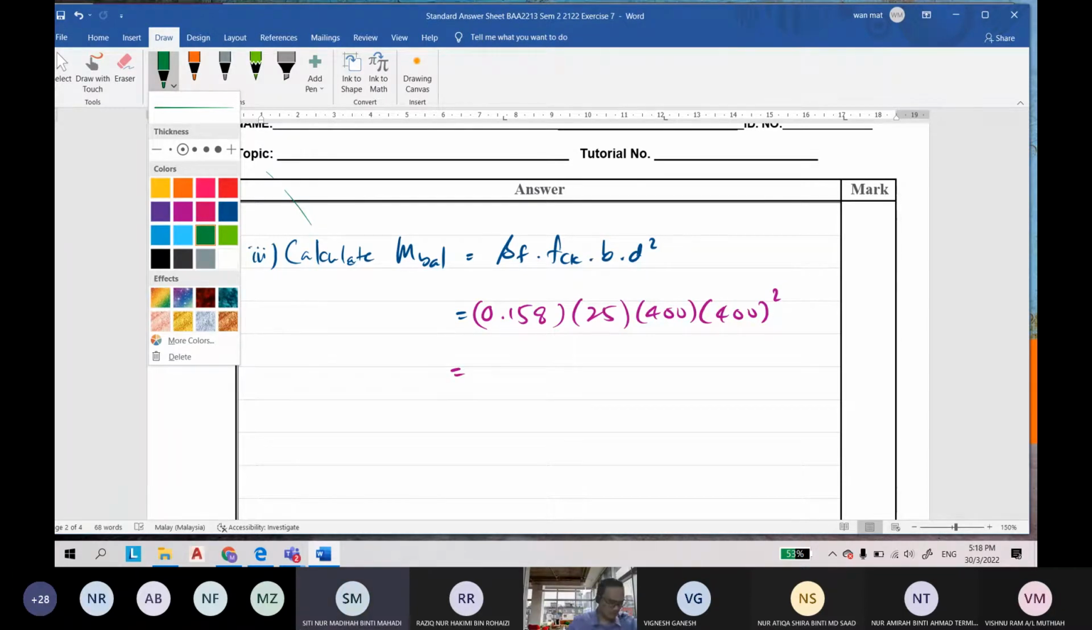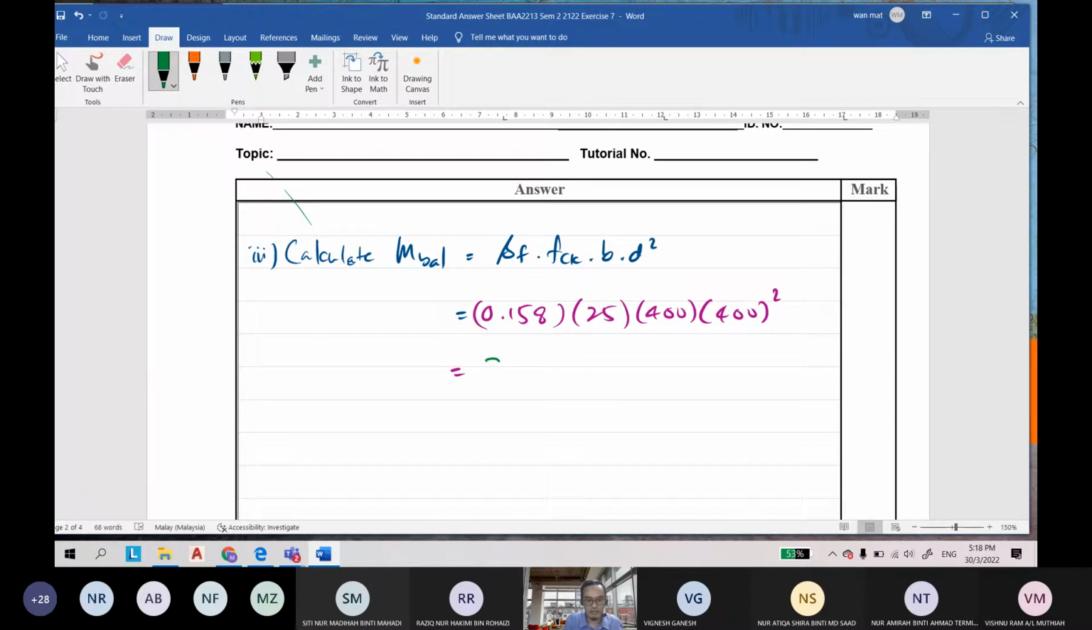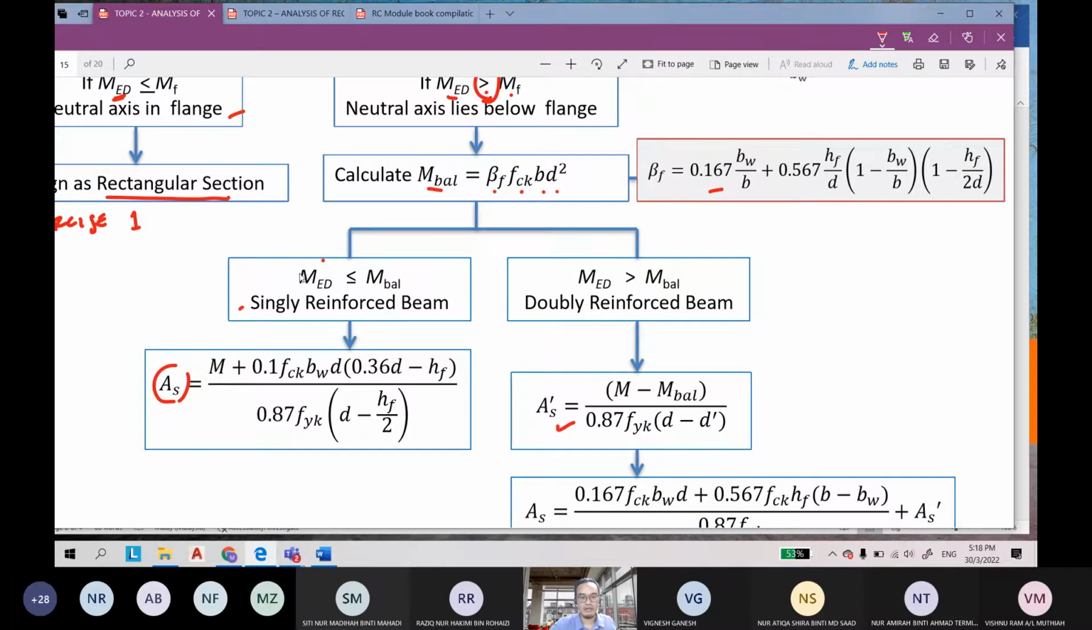Okay, 252, 252 kilonewton meter. Is it greater than or equal to MED? Compared to MED, M balance is 252. This is greater than MED, so we treat it as singly reinforced.